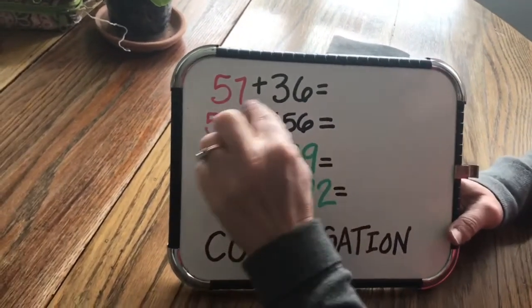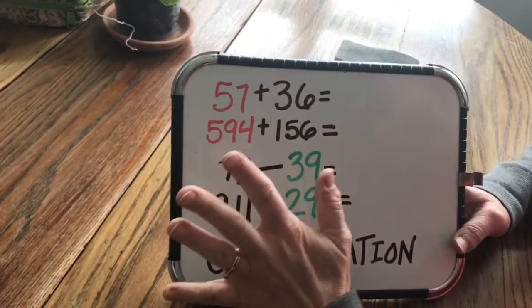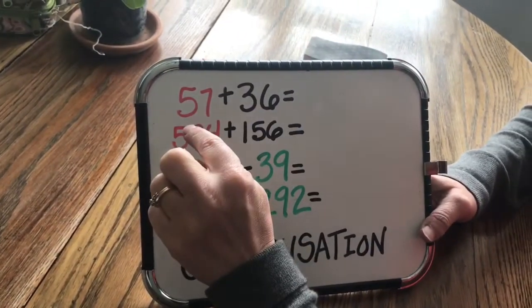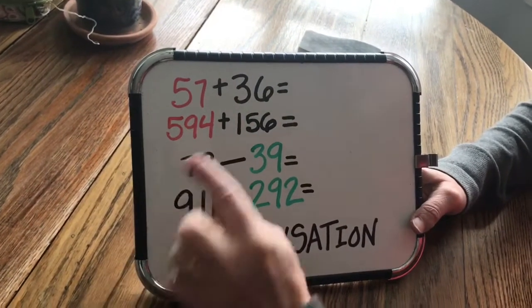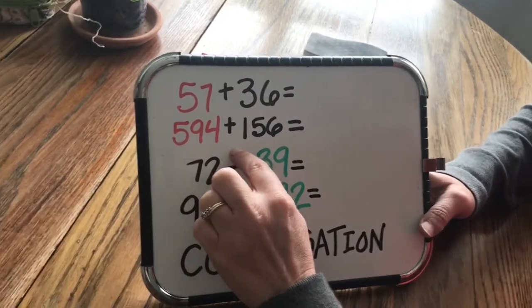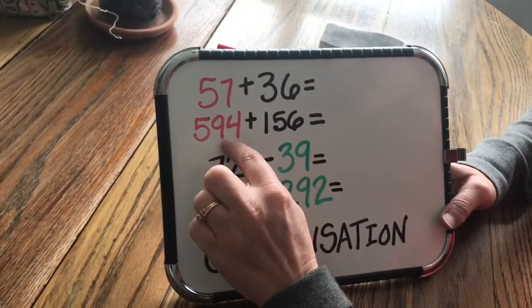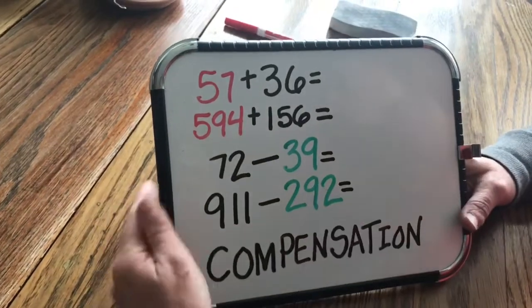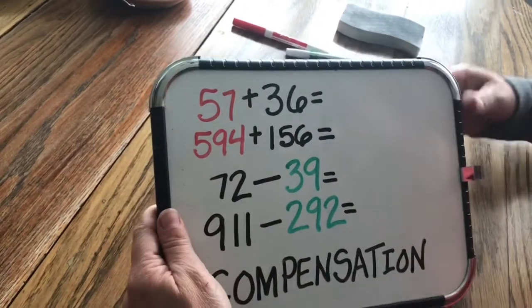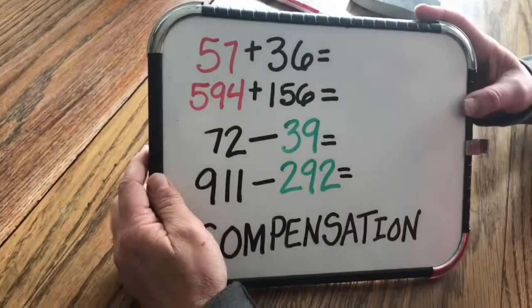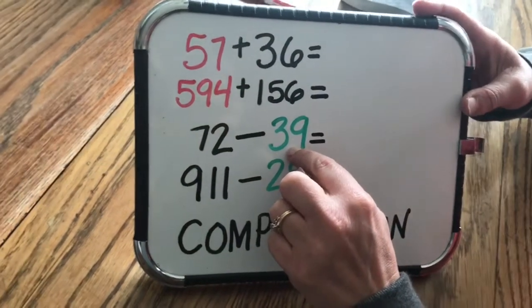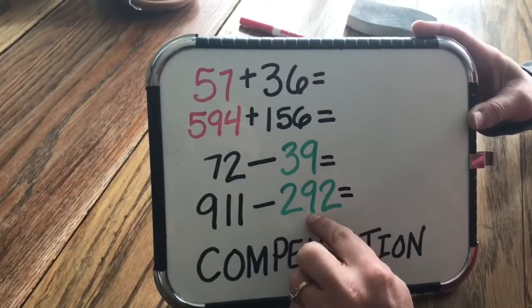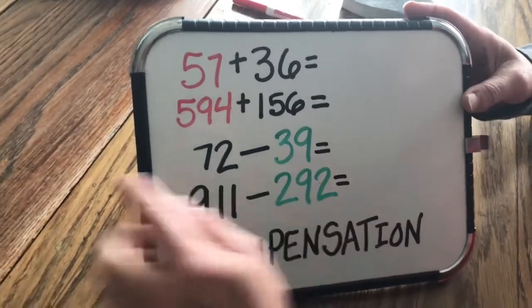I want you to see that compensation is a strategy that works well with certain kinds of equations. If you're adding with 2 digits, compensation works well if one of the add-ins is close to a multiple of 10. If you're adding with 3-digit numbers, then compensation will work well if one of your add-ins is close to a multiple of 100. Now, if you're subtracting, compensation works well when the subtrahend is either close to a multiple of 10 if you're subtracting a 2-digit number, or close to a multiple of 100 if you're subtracting a 3-digit number.